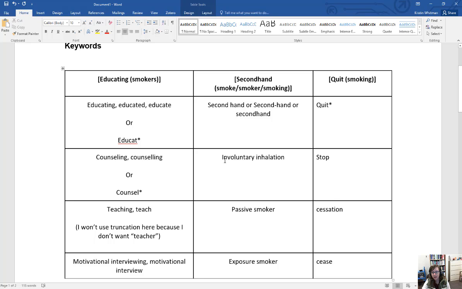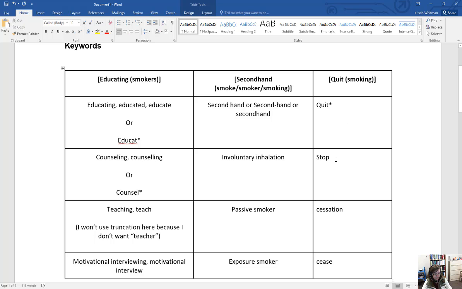Here are some other phrases that I've seen in the literature. Involuntary inhalation, passive smoker, or exposure smoker. One of the reasons I leave smoker in down here is because I absolutely have to have it. Passive on its own is not going to mean anything, but smoker is going to make the phrase mean something that I'm interested in. So that's why I left it in. There are a number of decisions you could have made here, but for right now, I'm just going to search the phrases passive smoker and exposure smoker.